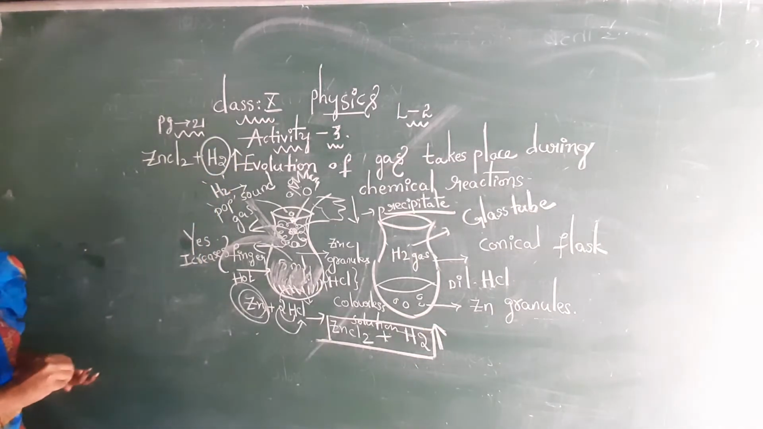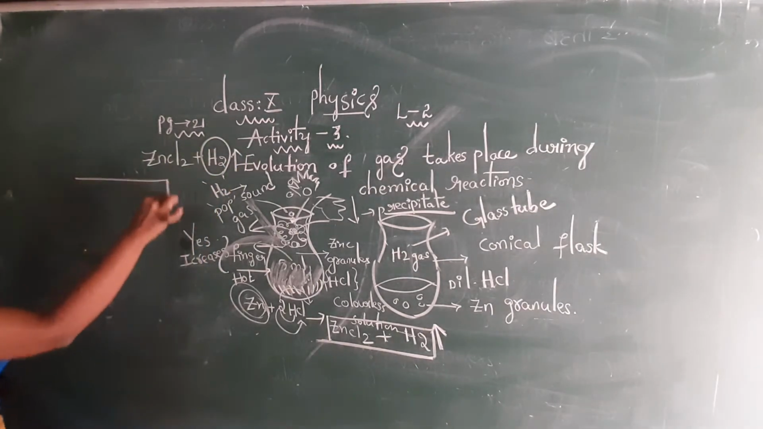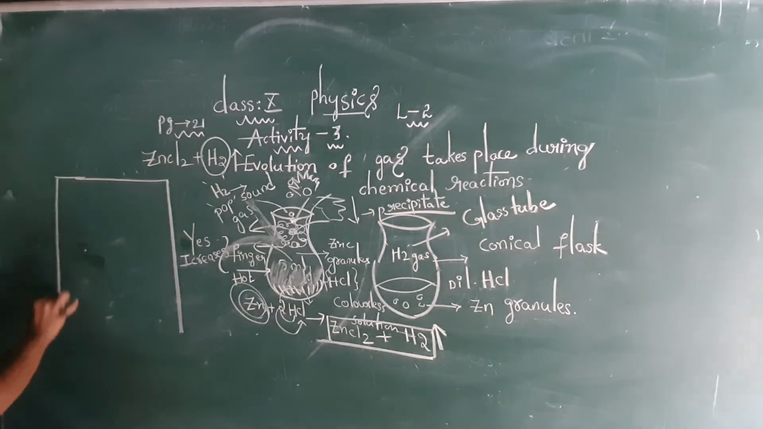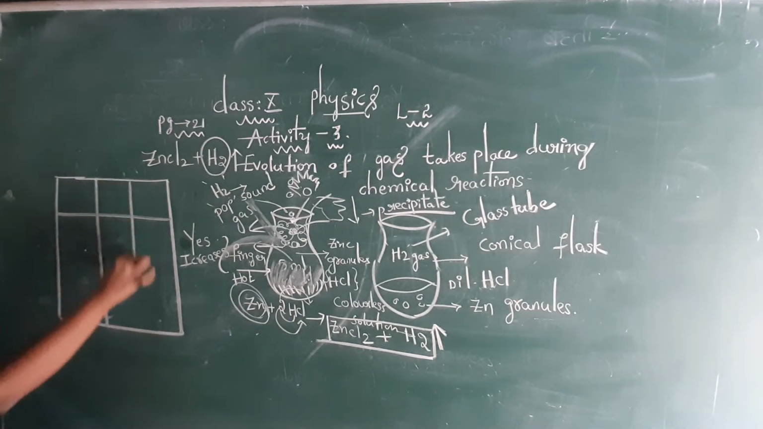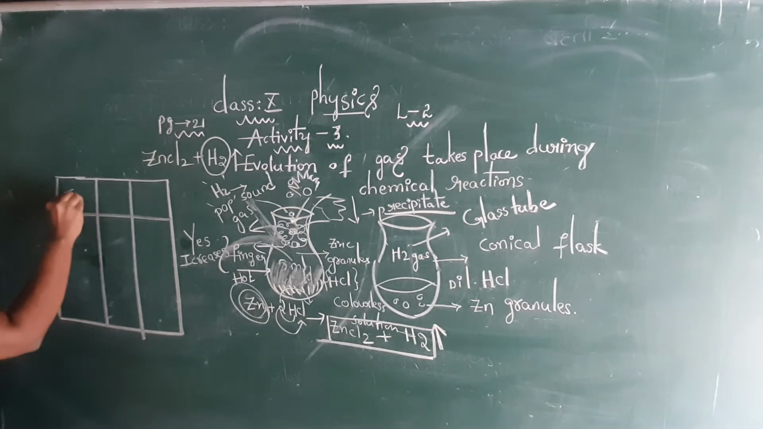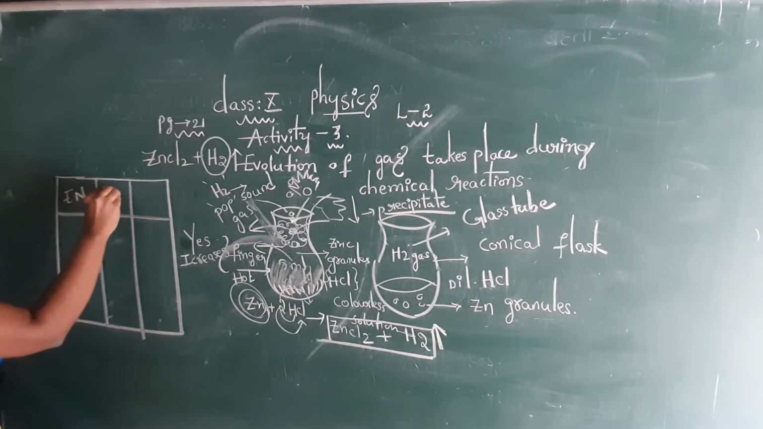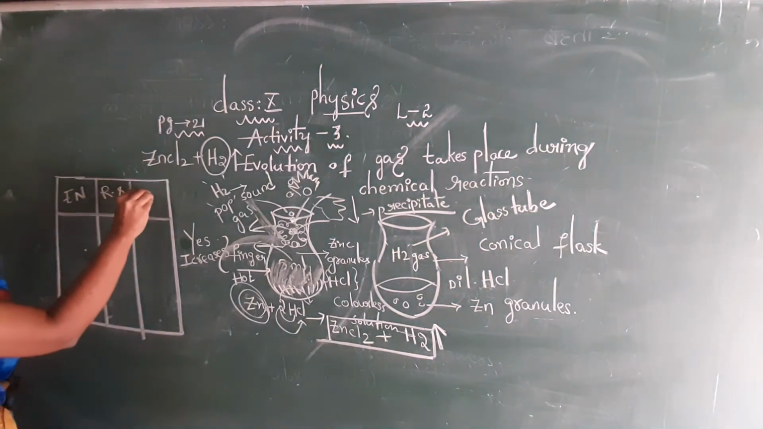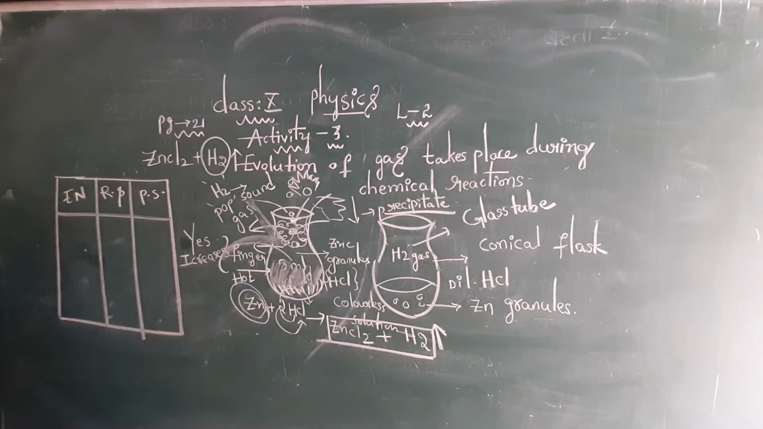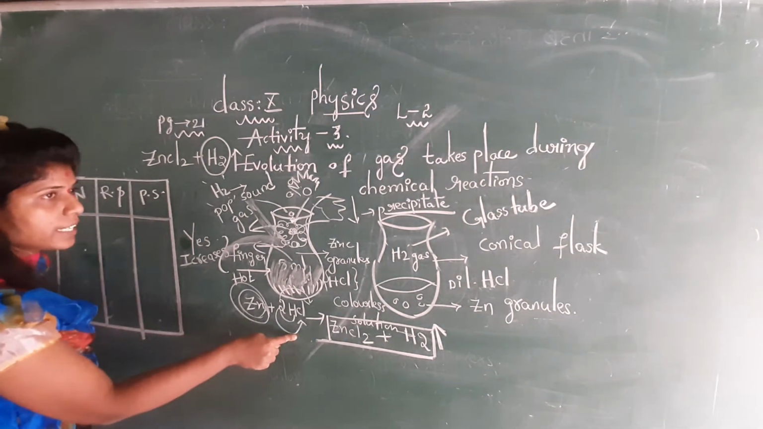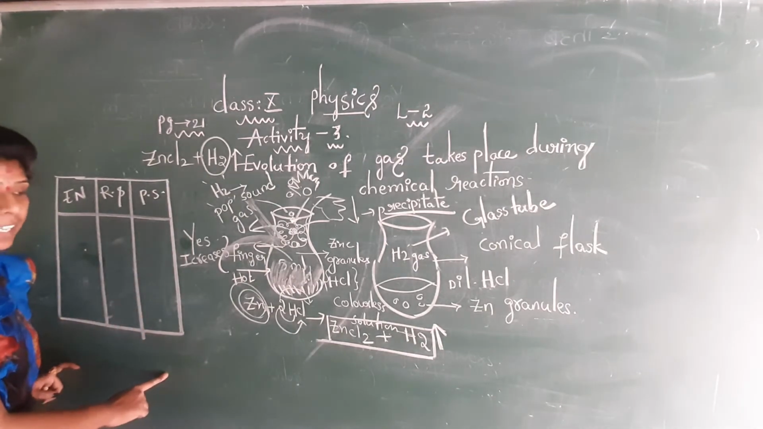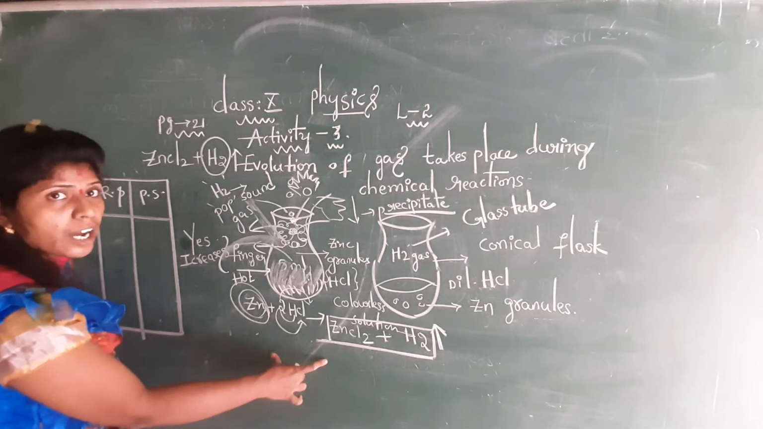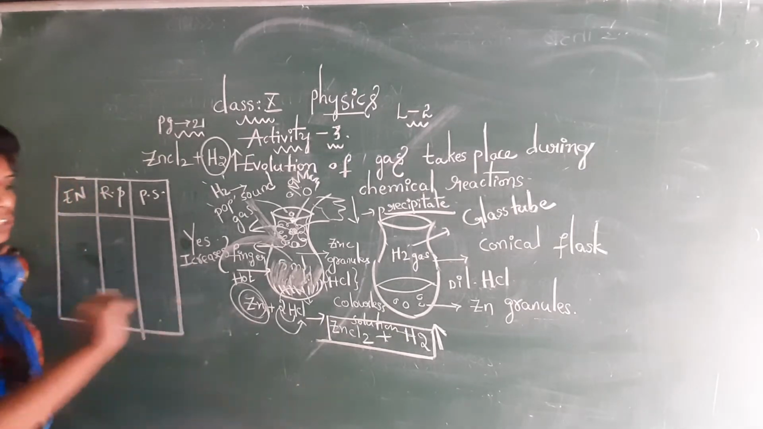Now place the tabular column here. First is the element name. Second is the reactant side. Third is the product side. For this chemical equation, we must write the tabular column and check whether it is balanced or not.